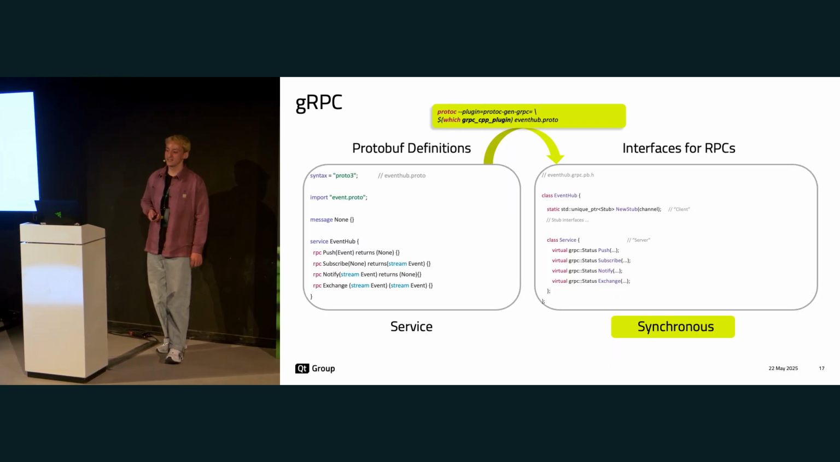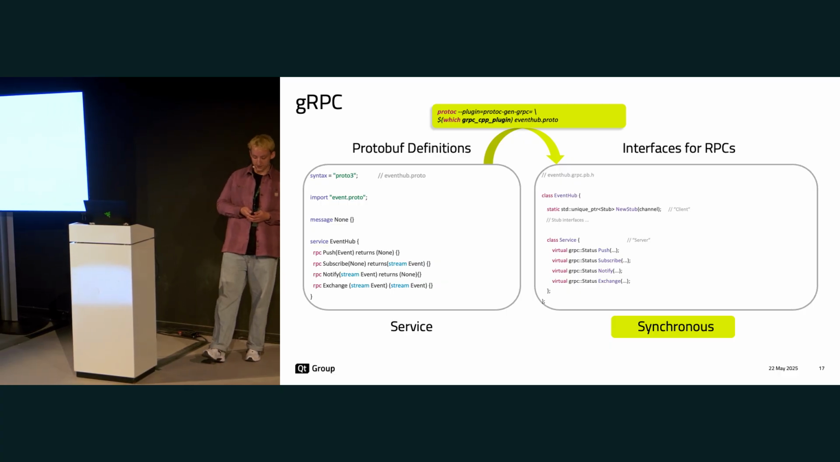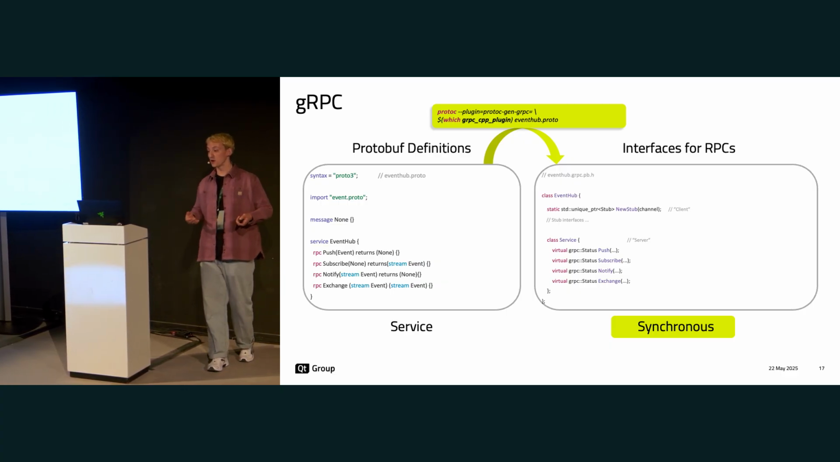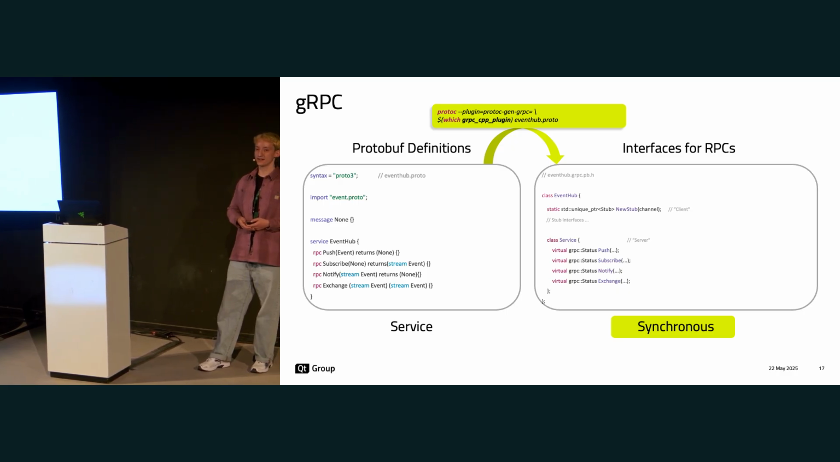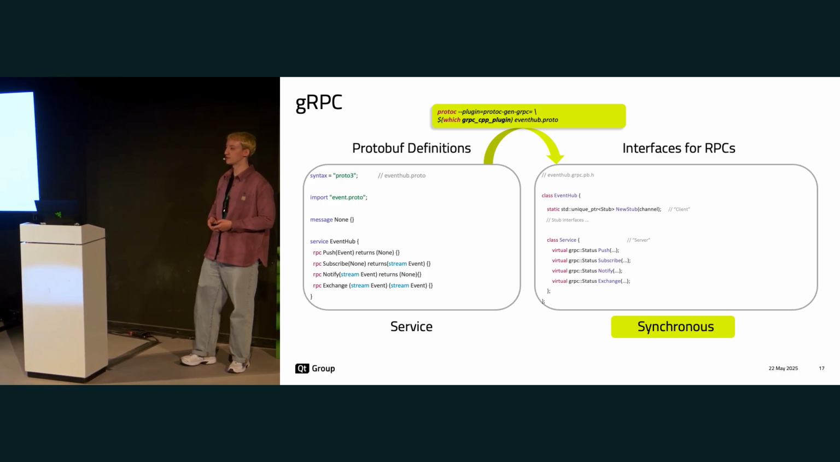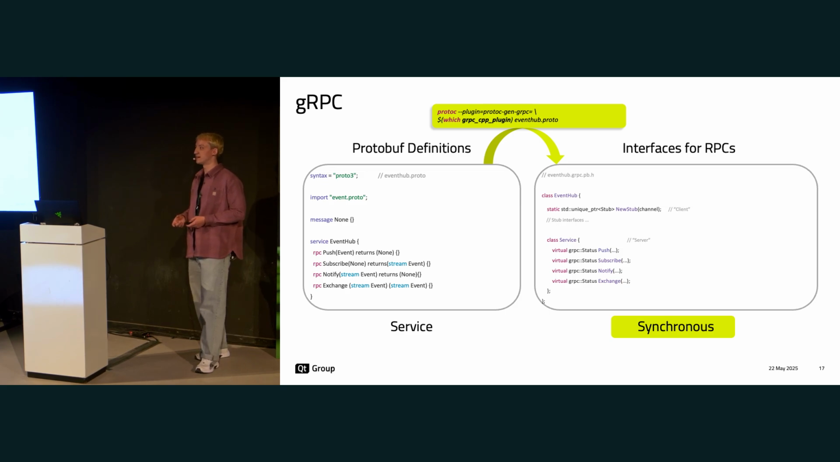So gRPC adds something to the protocol buffers. With gRPC, you can now define services in protobuf files. As we see here, we have the event hub service, which contains 4 RPCs, and every RPC is of a different kind. So the push is a unary call. The subscribe is a server stream. So we send a single message, get a stream of responses back.